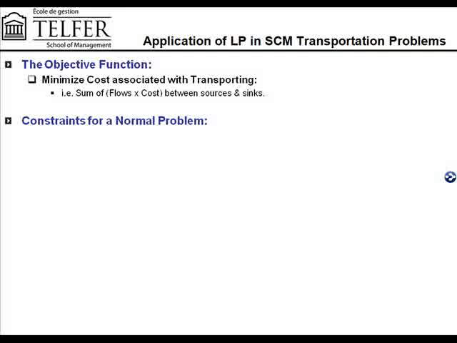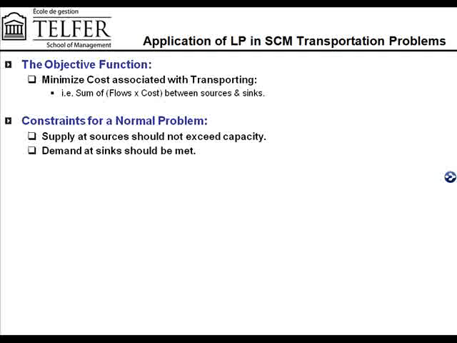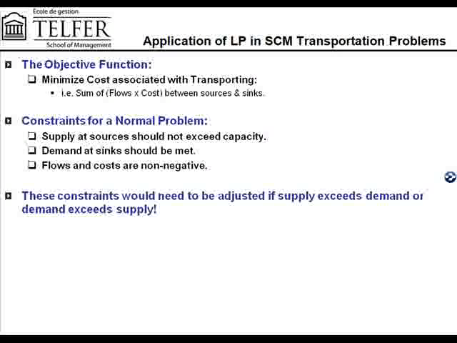In terms of the constraints of a normal transportation problem, your supply from the various sources should not exceed the maximum capacity of those supply points, which we just saw in the previous case. The demand at the various demand points or sinks should be met as well. That's your other constraint. The flows and costs should both be non-negative. The costs are typically given to you in the transportation problem, so those are considered to be the parameters of the problem. Flows are your decision variables, and that is what you're trying to work with and get different values for to find the optimum solution to the problem itself.